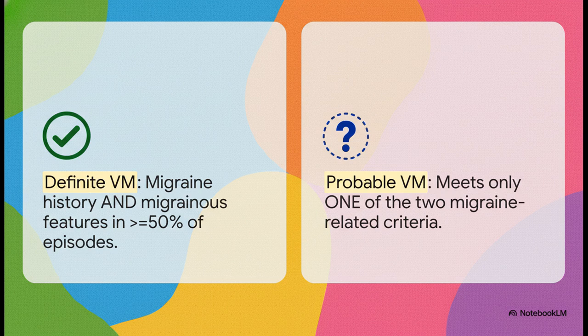Probable vestibular migraine, on the other hand, is for when you strongly suspect it, but the patient only meets one of those 2 migraine-related criteria. It's a really smart system designed to balance sensitivity perfectly against specificity.